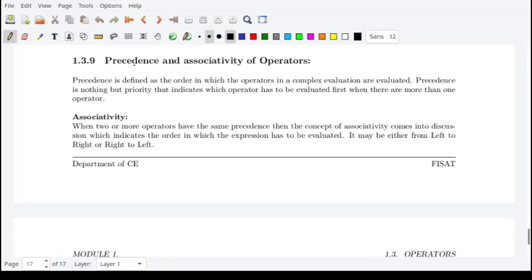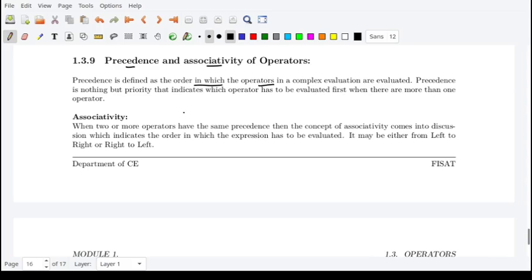In this video, we will be discussing precedence and associativity of operators. Precedence specifies the priority of an operator in an expression. So if you have a complex expression with different operators, then the precedence will specify the order in which the operators have to be evaluated in that expression.